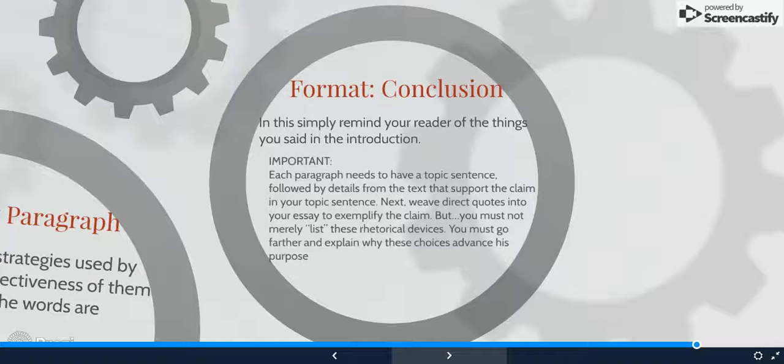Formatting for the conclusion. This is just a simple reminder to your reader of what you've discussed, what's important, and what needs to be reviewed.